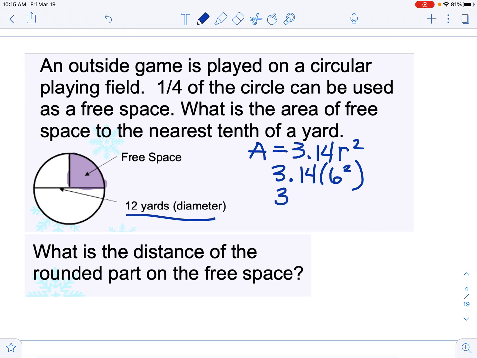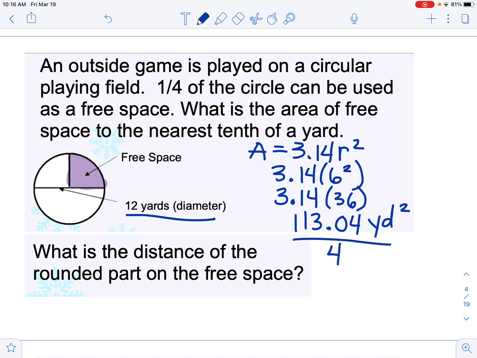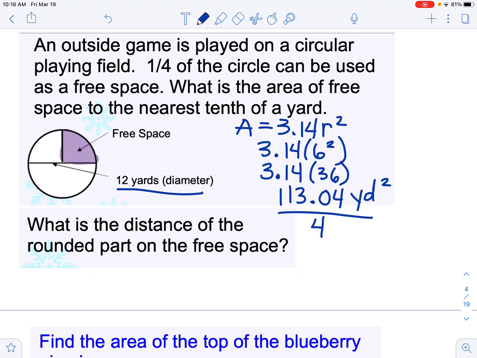6 times 6 is 36, so we have 3.14 times 36. And we get 113.04 yards squared. So the entire circle's area is 113.04 yards squared. We just need 1/4 of that though, so I'm going to divide that answer by 4. And it says round to the nearest tenth, so I get 28.3 yards squared.